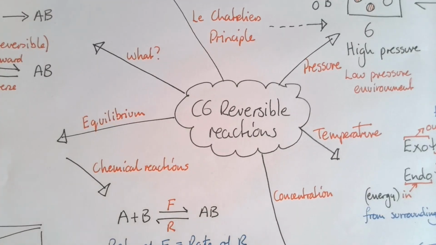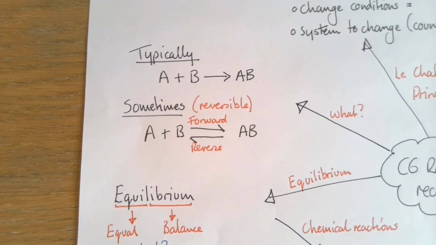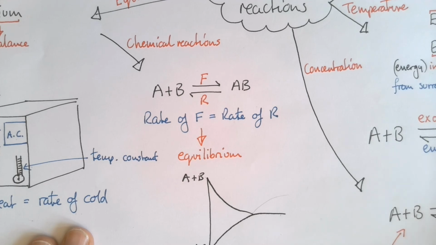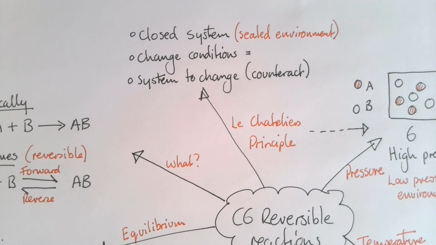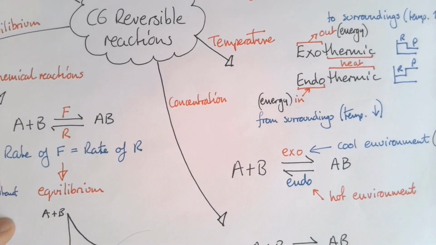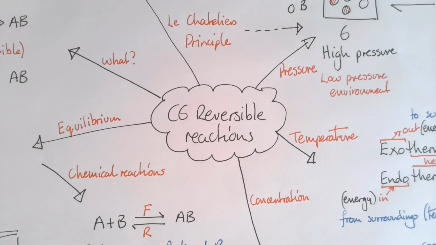We can see that we've gone from what a reaction is, down to equilibrium. Quick example of equilibrium and how it works with forward and reverse reactions. Quick look at Le Chatelier's principle, the fact that reactions will respond to counteract the change to the conditions. And then 3 examples: pressure, temperature, and concentration. So that's your overview of reversible reactions.